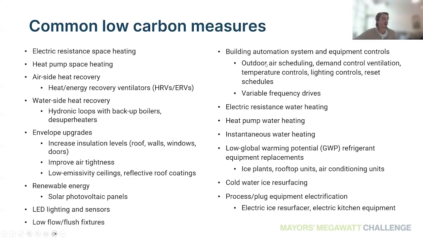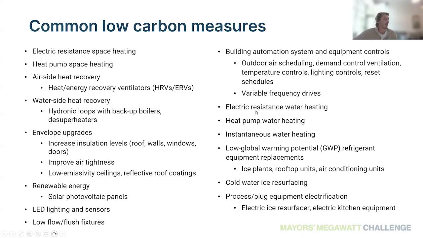So if you don't have it already, outdoor air scheduling, demand control ventilation, temperature setbacks, lighting sensors, and perhaps outdoor air reset temperatures for your boiler loops. Variable frequency drives, whether for your ventilation fans, your pumps for boiler loops, brine pumps for arenas, just modulating the flow of your system to the actual requirements needed at that time.